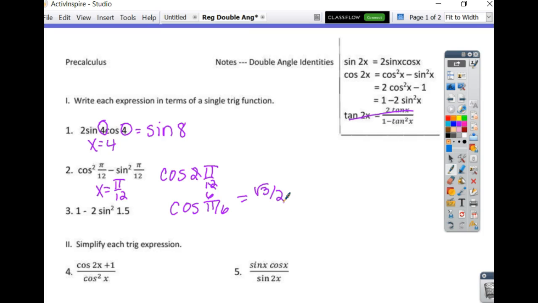All right. So number 3. I'm not done yet. We're just getting started. 1 minus 2 sine squared of 1.5. So I'm going to use this formula. What's your x? 1.5. So the cosine of 2x would be the cosine of 3. Do not make this harder than it is. No, we are having fun.